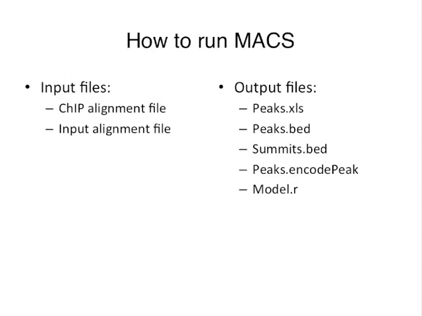These are bed files, so we'll look in a moment at what bed files look like, but they're just tab delimited files that give you location information. For each line, they give a location of a particular peak or a particular summit. There's another file called peaks.encodepeak, which gives a little bit more information than the regular bed file. It gives information about where the summit is located within the peak, as well as the p-value and q-value. And then it has this model.r, which is just an R script, R being a mathematical program that MACS uses, and that's just an output of the model. It's not necessarily important for your downstream analysis, but MACS uses this folder to continue on with your analysis.